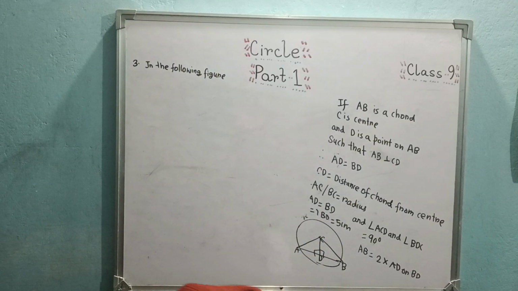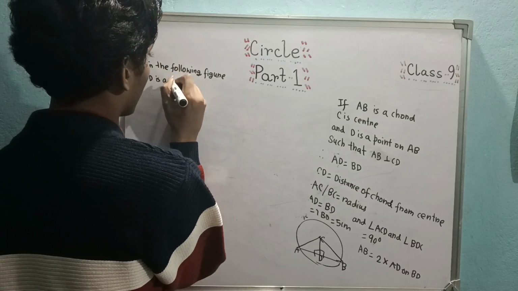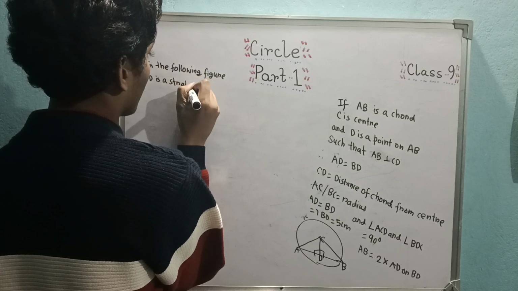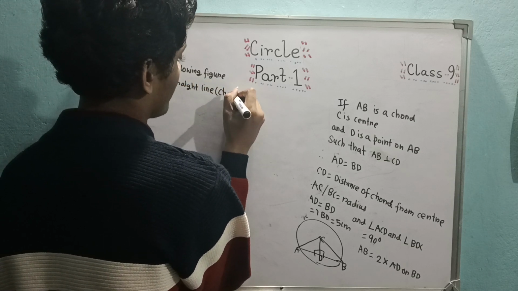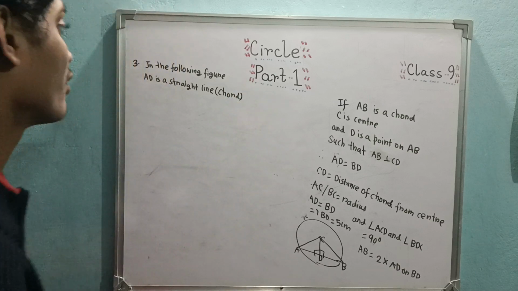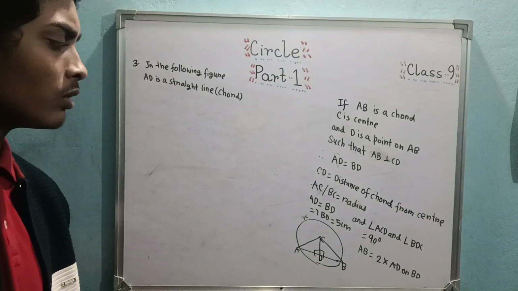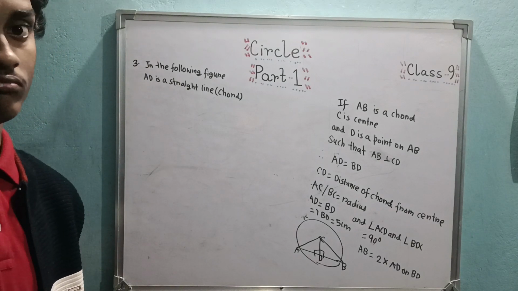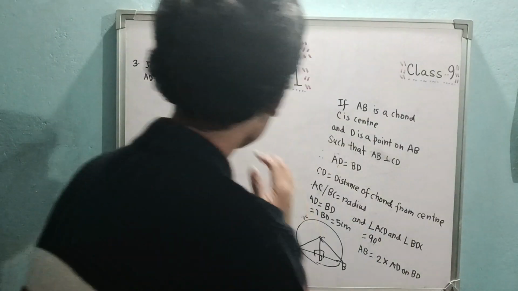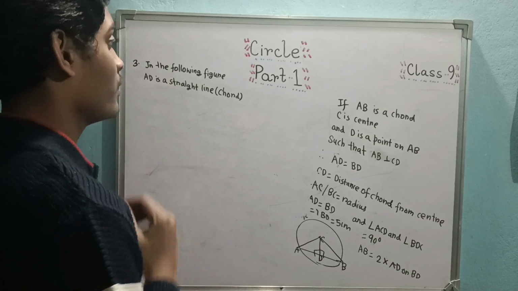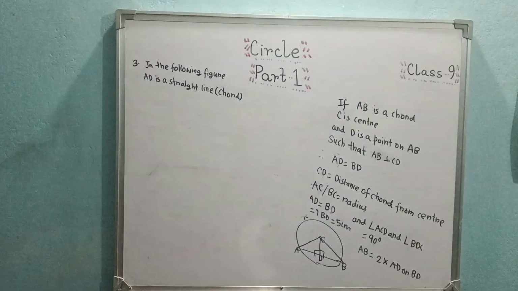AD is a straight line, and I don't know why they gave it in brackets, chord. That's quite foolish actually. Why don't they just write it as a chord? Who doesn't know that a chord is a straight line? Everyone knows that. Okay, they are trying to give us a complete understanding of the definition of chord, that it is not a curved line, it is a straight line. Better.